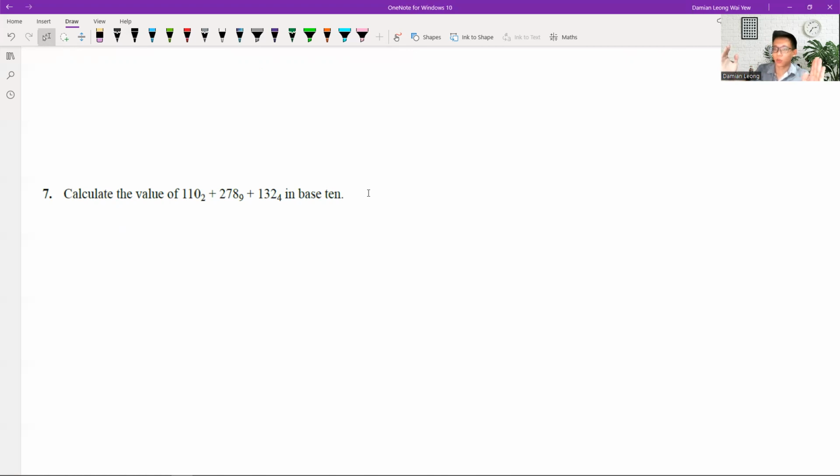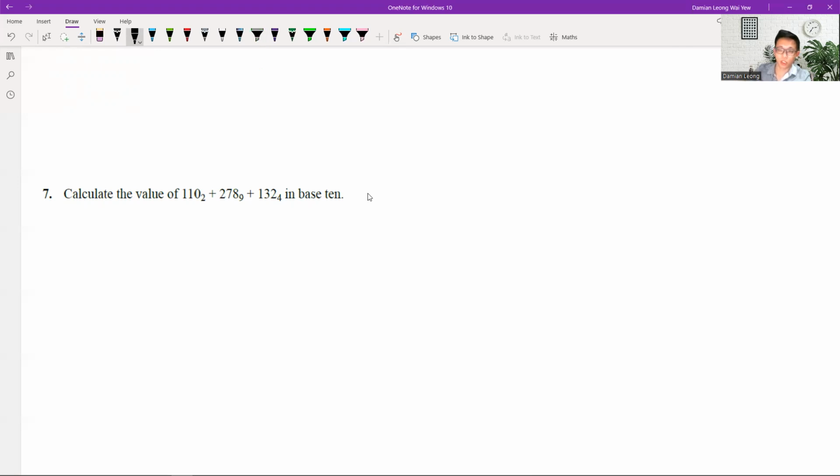Generally, I won't put it all together and count straight away. For this kind of question, it's best to separately convert each of it to base 10 first. If not, it will be very, very long and messy to see. So whenever we want to check back, it will also be a bit difficult.